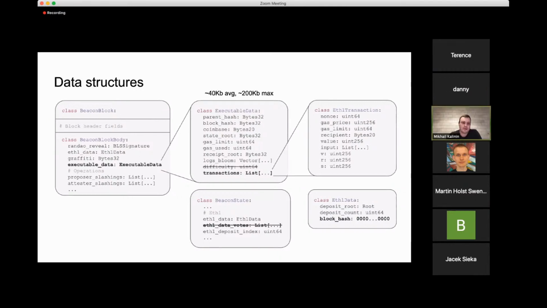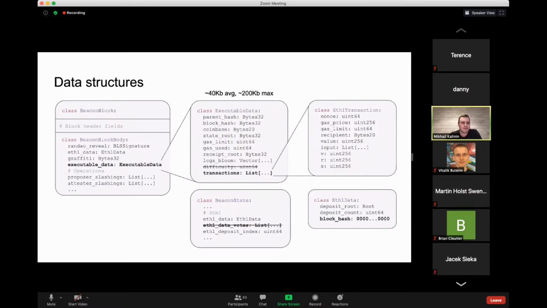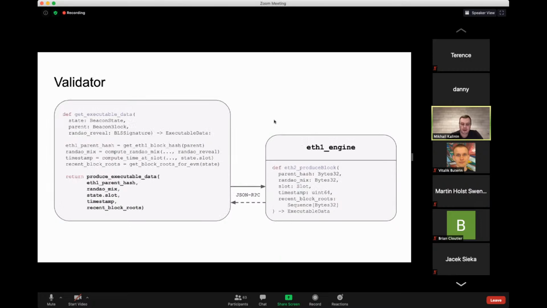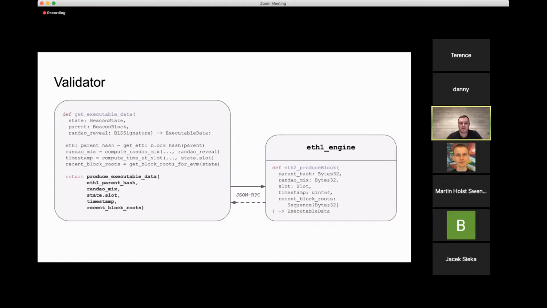Okay, so let's go to the next one. The validator will have to obtain yet another portion of the executable data. How does it do it? It was mentioned that the JSON RPC is used. So the validator prepares some parameters and makes a call to the Eth1 engine, asking it to create another portion of executable data. The Eth1 engine goes to the transaction pools, gets all the transactions that it finds reasonable to include in this portion of data, runs them, assembles a block, and returns it to the validator.